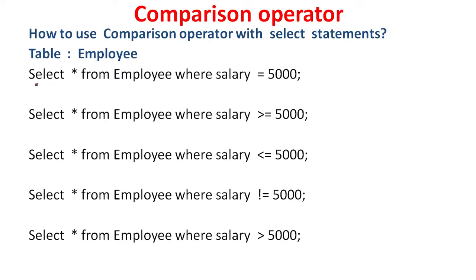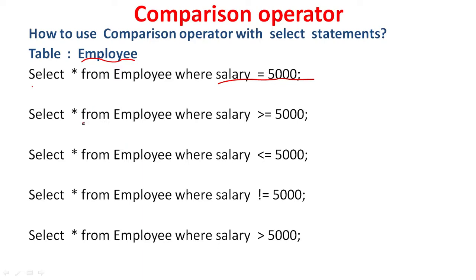Suppose that I have a table employee and I want to apply comparison operators on that table. I want to filter the data of the employee table based on a comparison operator. Then I can do this. This is a query which I have written: select star from employee where salary equal to 5,000. This query will return those employee records from the database table whose salary is equal to 5,000.